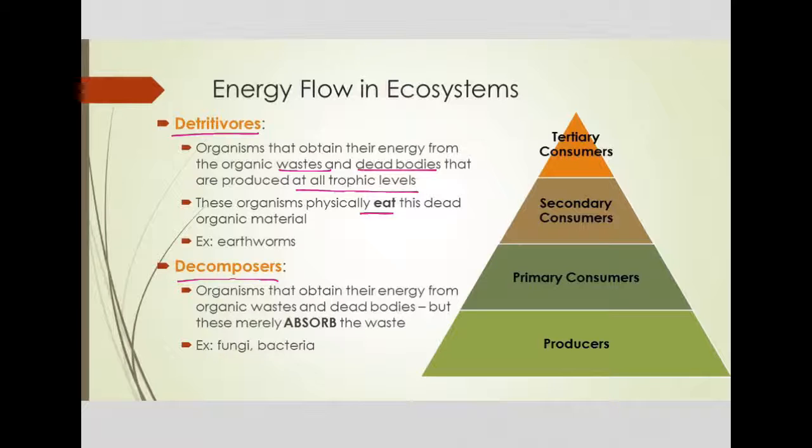Decomposers, on the other hand, obtain their energy from waste and dead bodies, but they absorb waste. So these are things like fungi and bacteria. But again, these organisms will consume from all trophic levels in this pyramid.